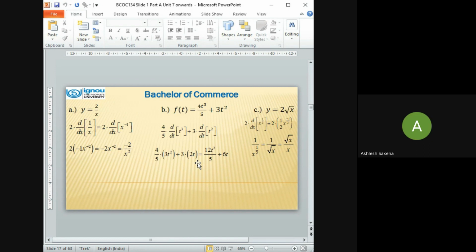Another one. y is equal to 2 by x. Take 2 common, because the 2 is a constant. Remove it. Now you are left with 1 by x. Convert this to x raised to the power minus 1. Now apply the derivative: the derivative of x raised to the power minus 1 will be minus 1 upon x square. So your answer will be minus 2 upon x square.